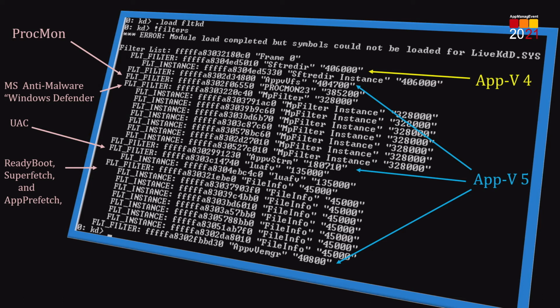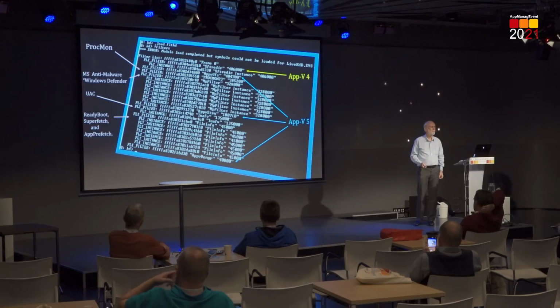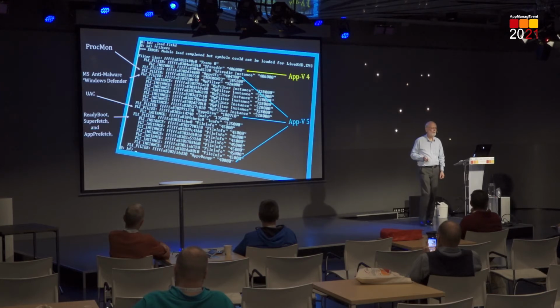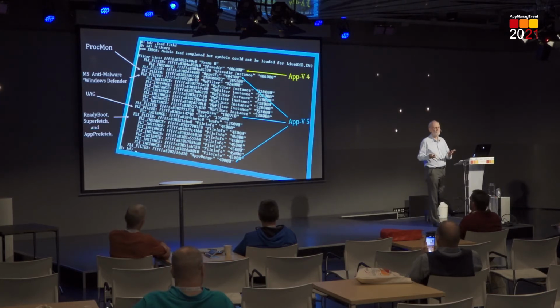So I had an AppV4 client on it. That existed as a single filter driver right at the top of the list. I also had AppV5. AppV5 has three different drivers in there: the AppV VFS driver up around there, the AppV stream driver somewhere around there, and the AppV VE manager all the way at the very bottom. So these drivers have very different purposes to them.